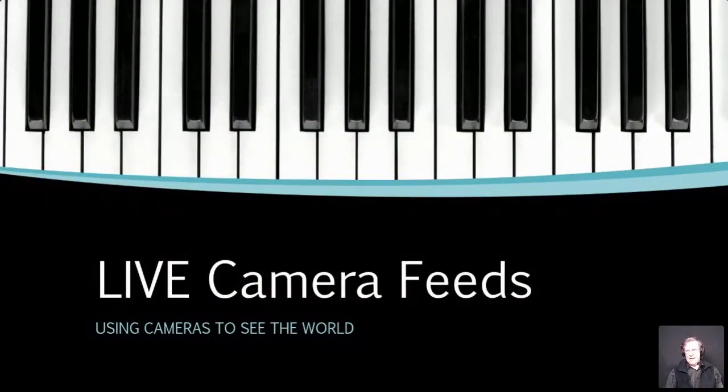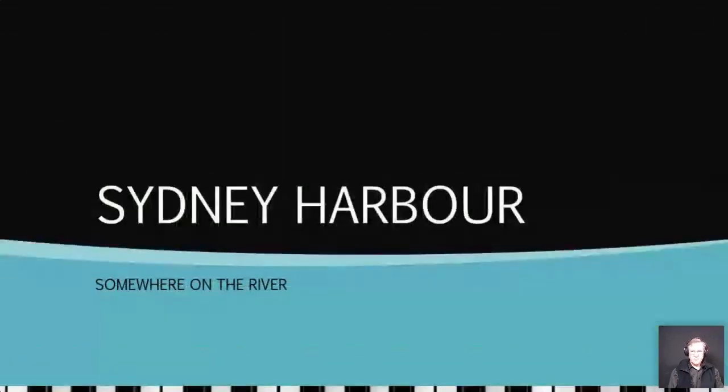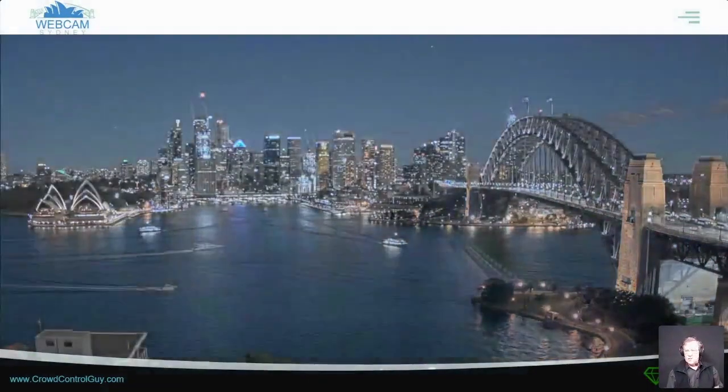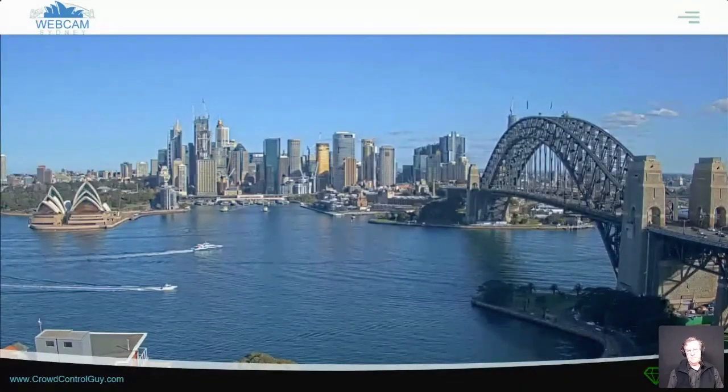Now, if you Skype me, I'm usually doing it in the music room, and I quite often sit at the grand piano, hence the keys. So here's how this works. I just want to take you on a lightning tour as we build up for the end. Come over to Sydney Harbour. It's somewhere on the river. It's dark at the moment. The video version of this, you can go live. You can watch it. This is what it looks like in the daytime.